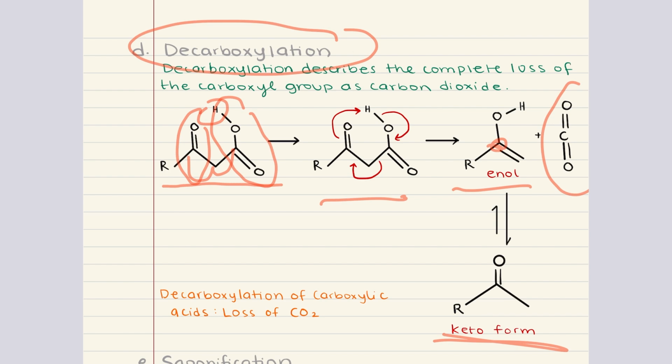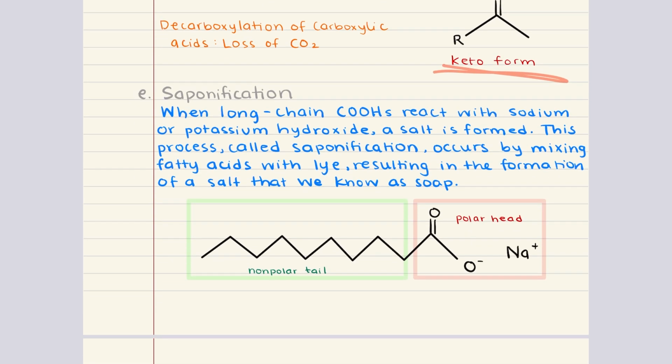Now let's move to the final topic, which is saponification. This is a reaction in which long-chain carboxylic acids, commonly known as fatty acids, react with strong bases such as sodium hydroxide or potassium hydroxide. When a fatty acid reacts with a strong base, a salt is formed. This salt is what we recognize as soap. Here the process is simple.